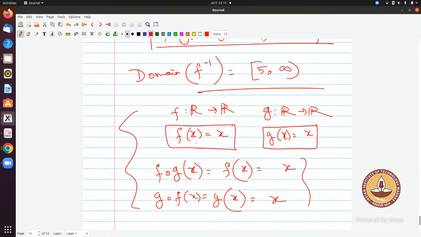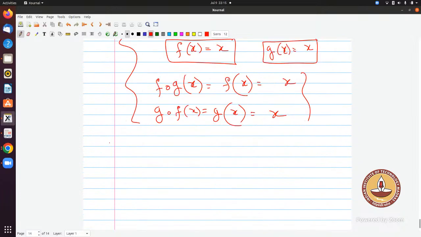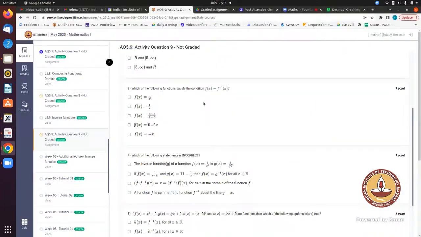There are some functions for which the inverse function is itself. There are a few more functions like that, and you have to identify which ones they are. How can you check this? Compose the function with itself and see whether x comes out. If x comes, then that function is the inverse of itself. Otherwise, it is not. Clear how to solve this problem?